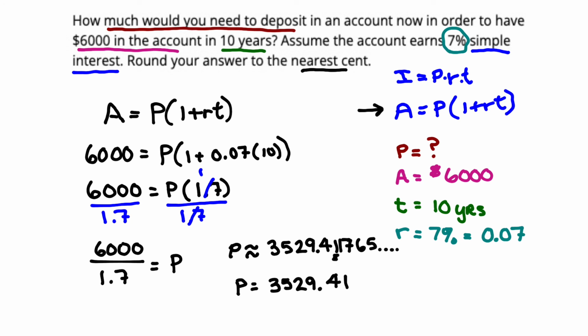$3,529.41. If we look to our nearest hundredth, the number next to it is small, so we're going to stay at 3,529.41. And it's that simple.